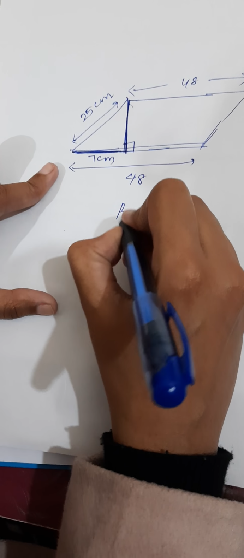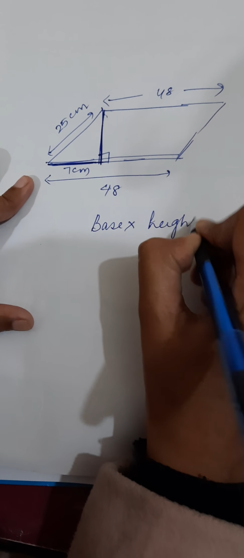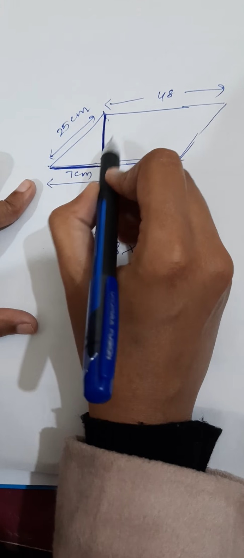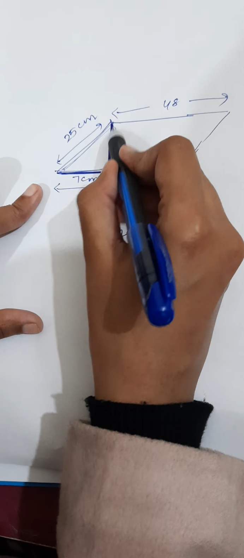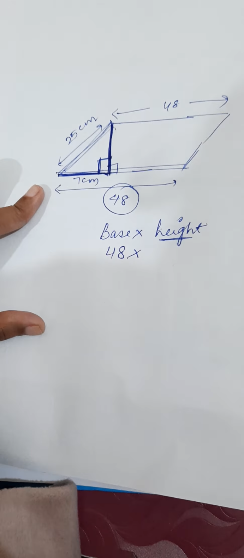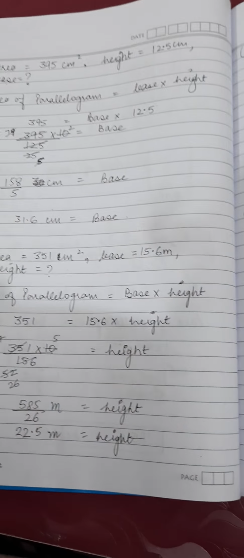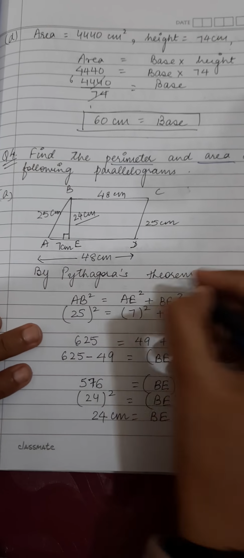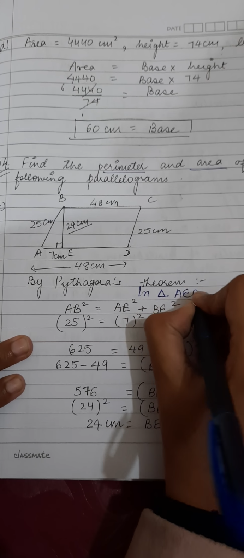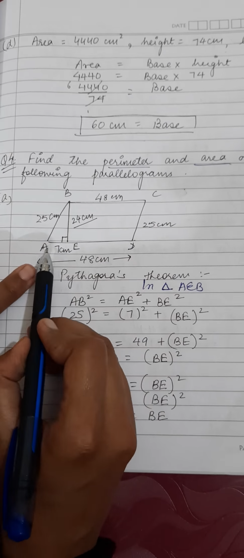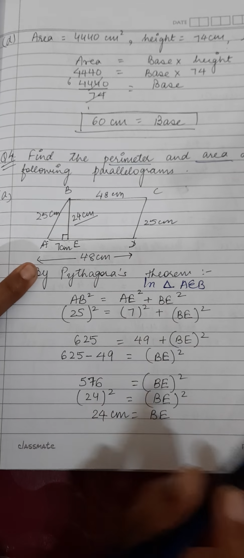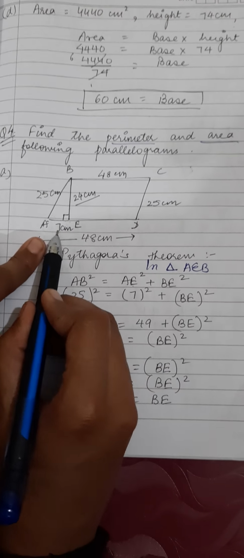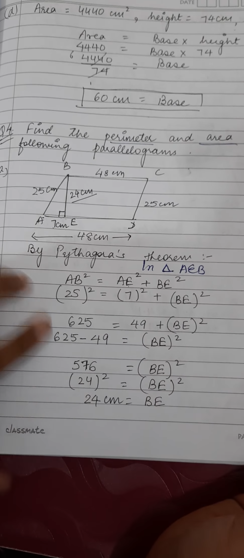What is the area of a parallelogram? Base into height. Base I have, which is 48, but height I don't have. So to find this height, I am going to apply the Pythagoras theorem in this triangle. What is the Pythagoras theorem? Let us see in this now. What is the solution? See, by Pythagoras theorem in triangle AEB, AB square is equal to AE square plus BE square. What is the value of AB? 25 whole square. What is the value of AE? 7 whole square. BE square you need to find.